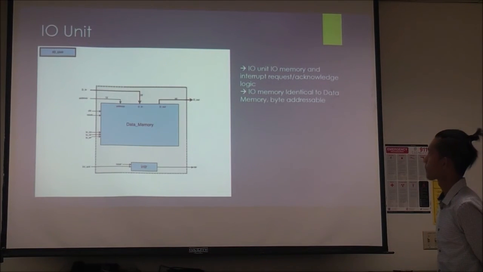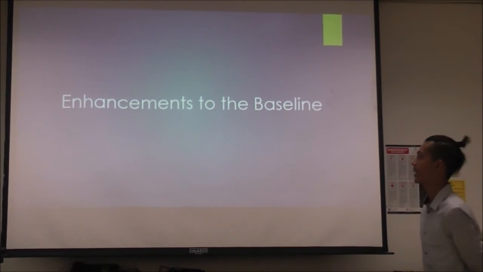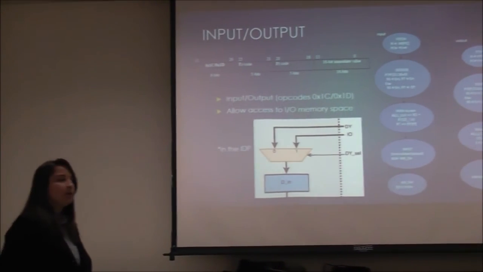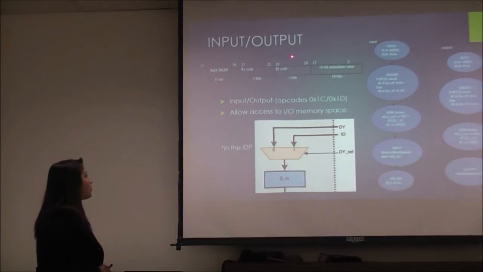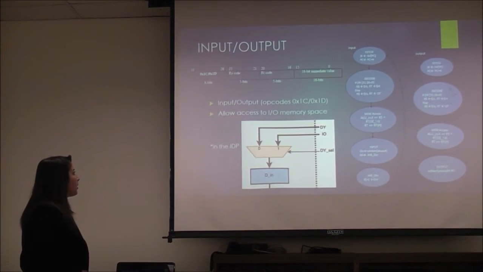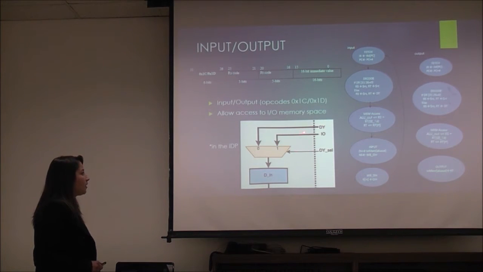So we're going to talk about the enhancements to the baseline. We have input and output, which is essentially store word and load word. For input, we had to do a modification in the IDP, which was to add access between the I/O memory and the data memory.